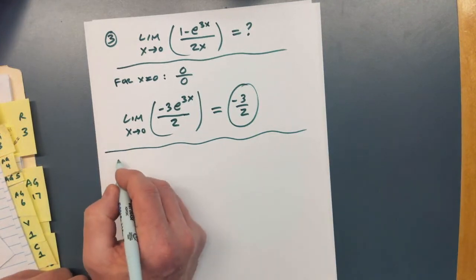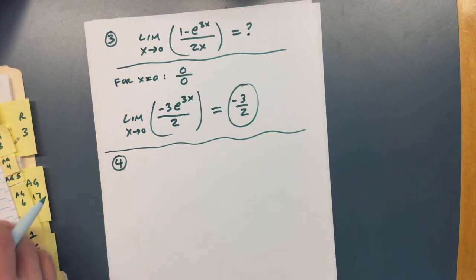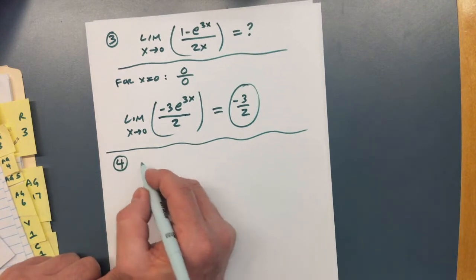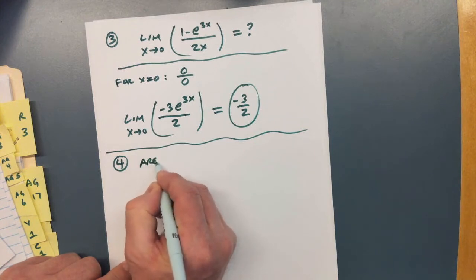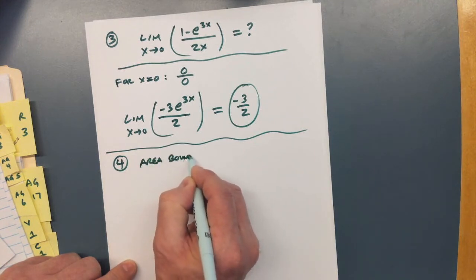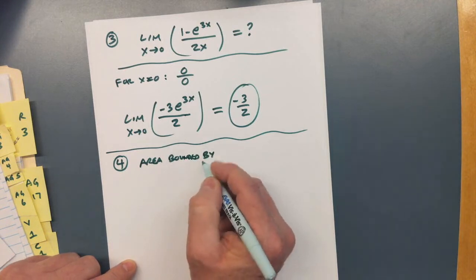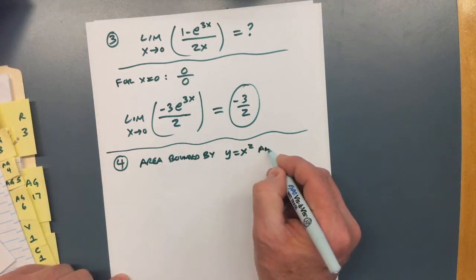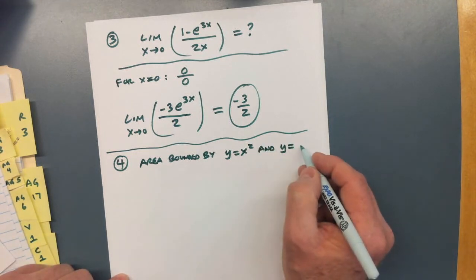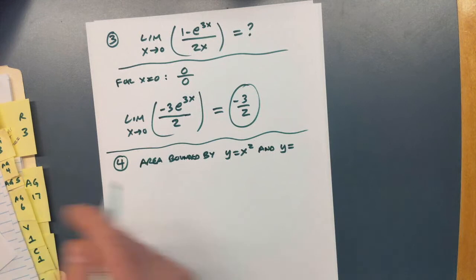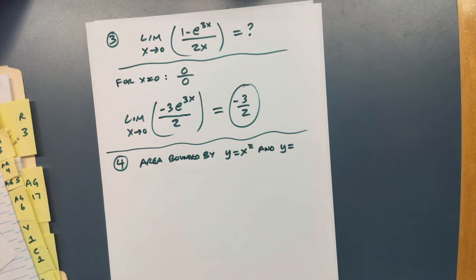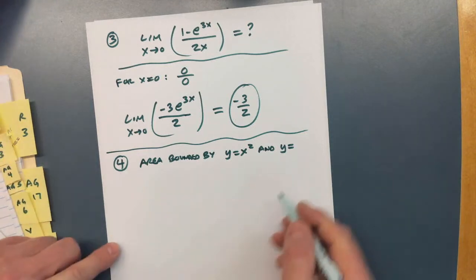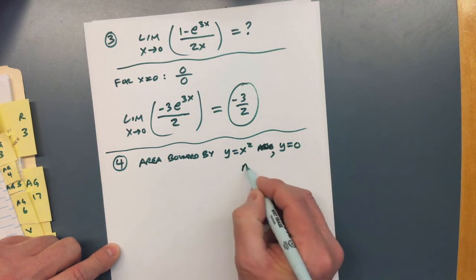Okay, so the last calculus one we'll do here is the area bounded by y equals x squared and y equals 0. I'm sorry, y equals x squared, y equals 0 and y equals 4.